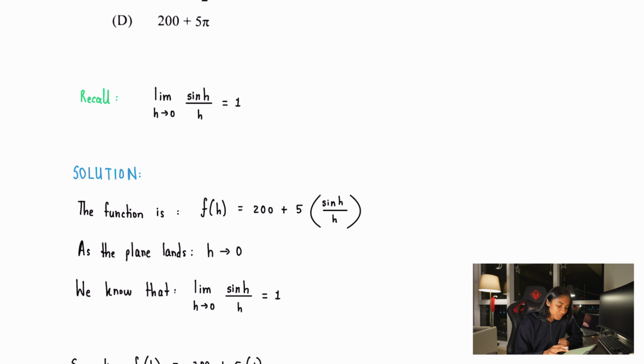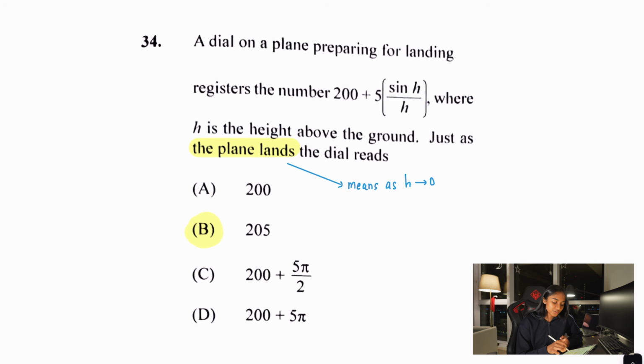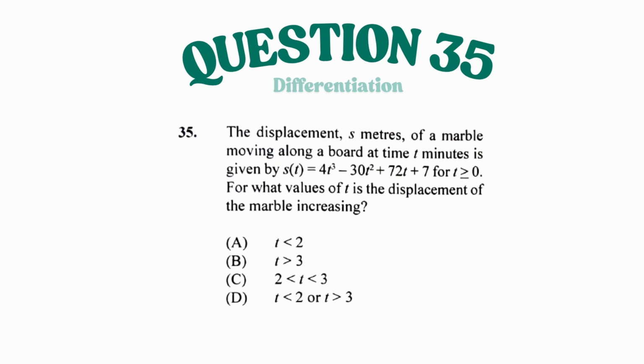So what we know is our function. We know that as the plane lands, it means h tends to 0. And we know our limit law. So all that's left for us to do is put them all together. We would get 200 plus 5 multiplied by 1, because this equals 1. Add 200 plus 5, and that's the answer, 205. So 34 is B.